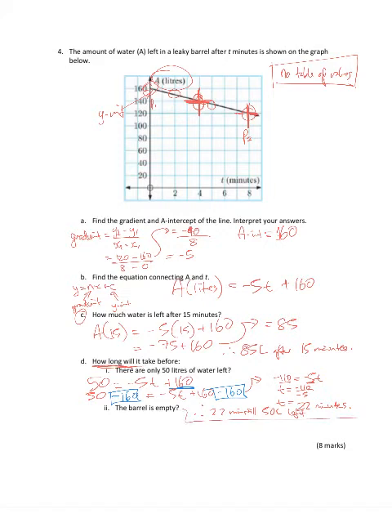Till the barrel is empty. The amount of water in an empty barrel is going to be 0, so 0 equals -5t plus 160. Just like before, you take 160 from both sides. So 0 take 160 is -160, equal to -5t. T is going to be -160 over -5, so t is 32. Therefore, 32 mins till barrel empty. Alright, that's question 4 down.